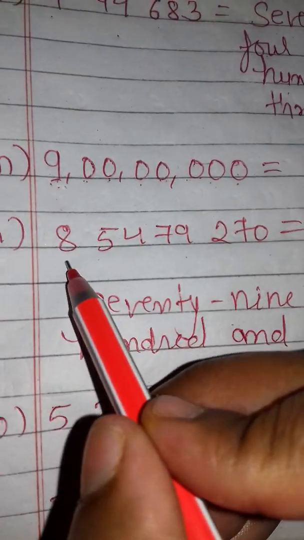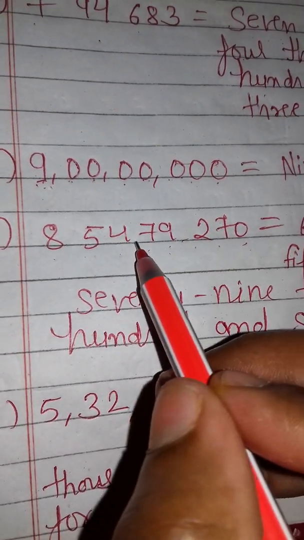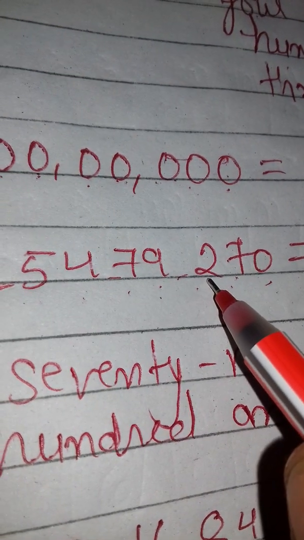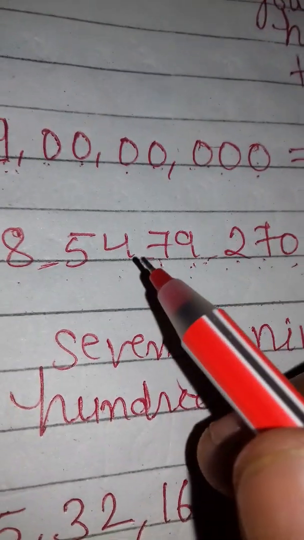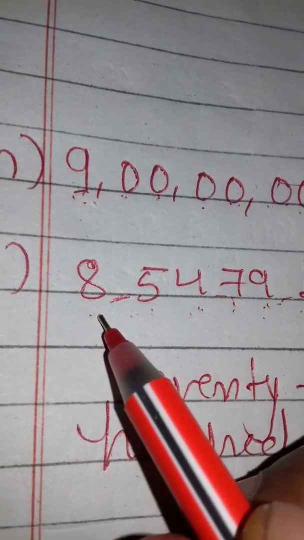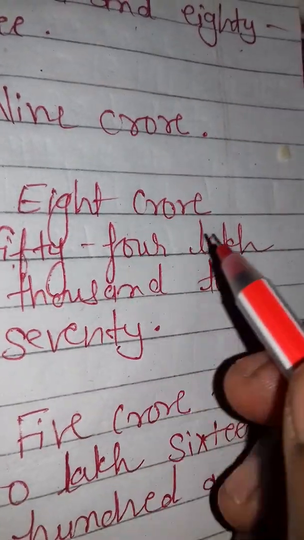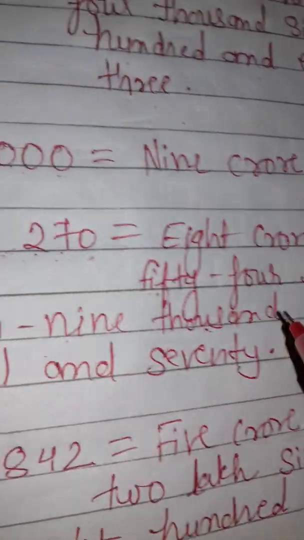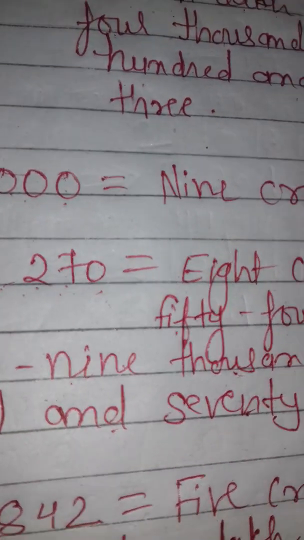N. 85479,270. Now some spaces are given in between the periods. So how will we read the places? Ones, tens, hundred show the ones period, 270, then 1000, 10,000, 79,000, lakh, 10 lakh, 54 lakh, 8 crore. So how will we write it? 8 crore 54 lakh 79,270. Like this way we will write.